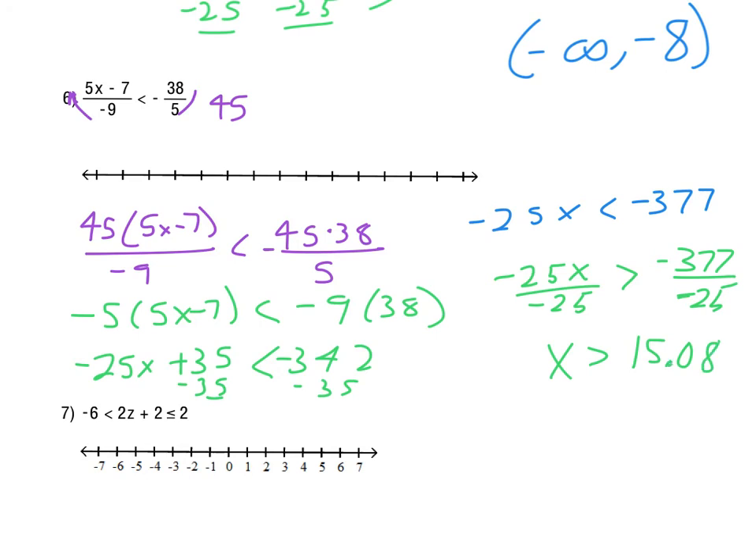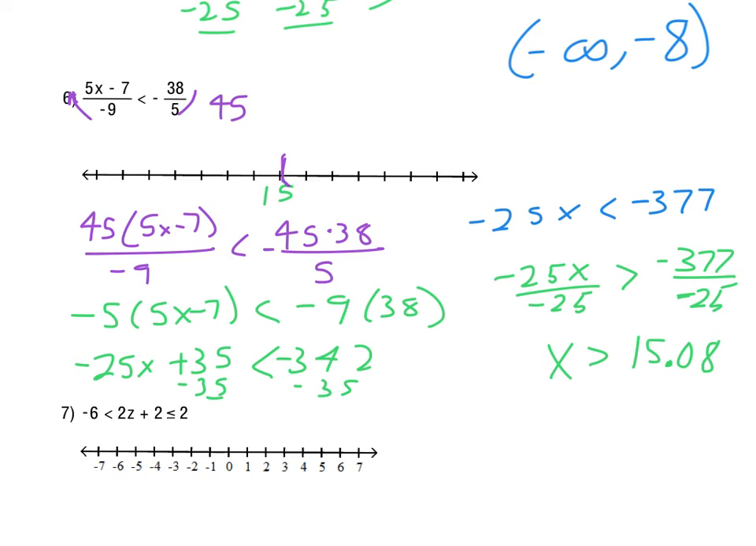15.08. Now, if you know me, you've heard me talk about decimals and approximations. This is an exact answer. 377 over 25 is exactly 15.08. So if I put 15 on my number line, 15.08, it's really tough to show how close that needs to be, but I'll do my best.